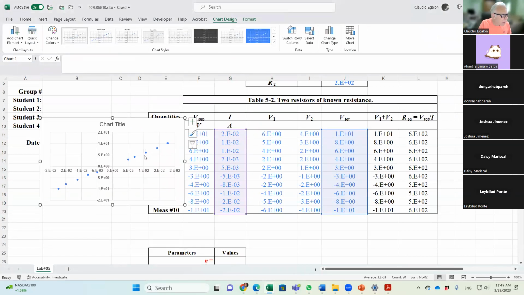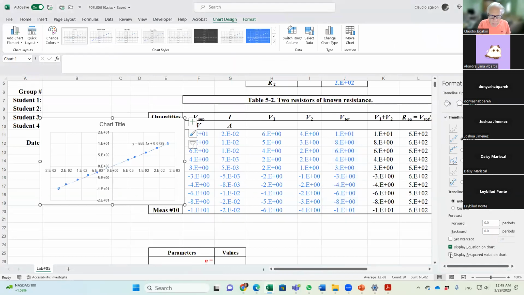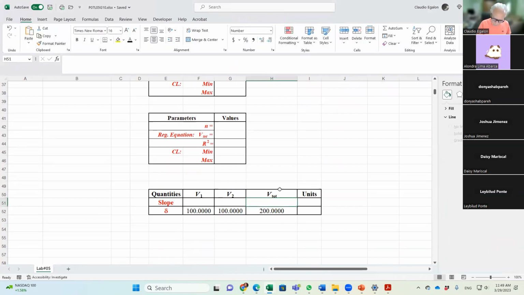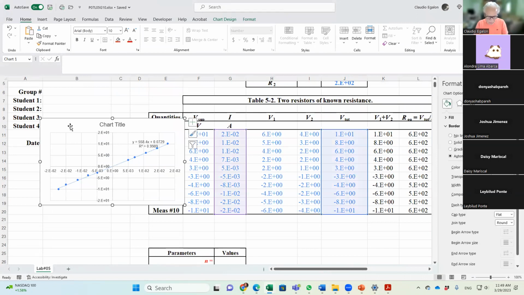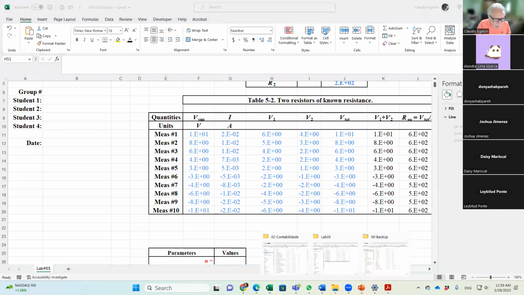Let's see if I'm getting the same problem. Trend line, display equation on chart, 558.4. Let's see. 558.4. I'm getting 1.6%. So the equation is correct. I thought the equation was incorrect, but it's not. You are group number 1, right, Pacheco? Let me check if I'm getting the same value there that you're getting.